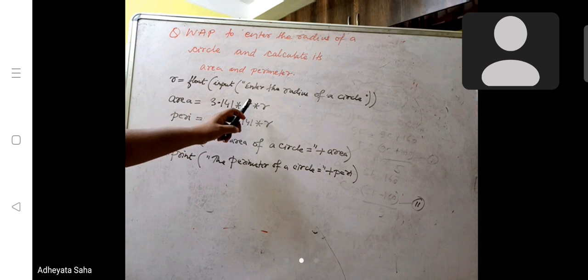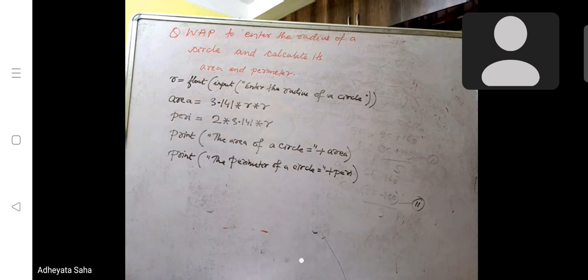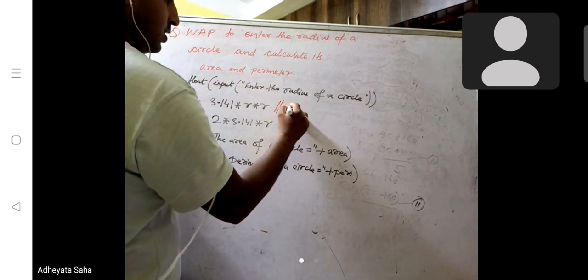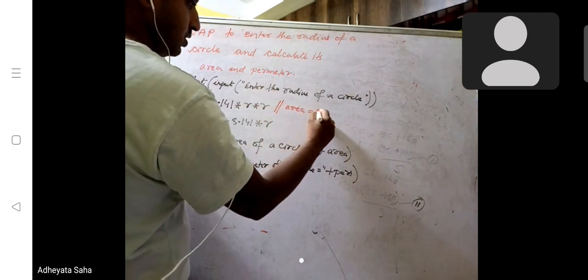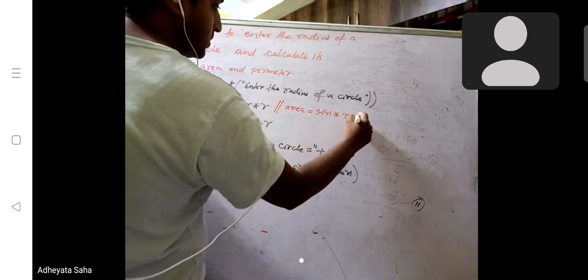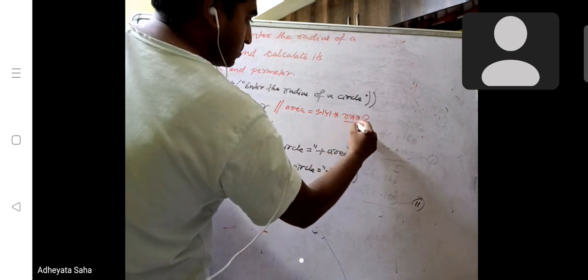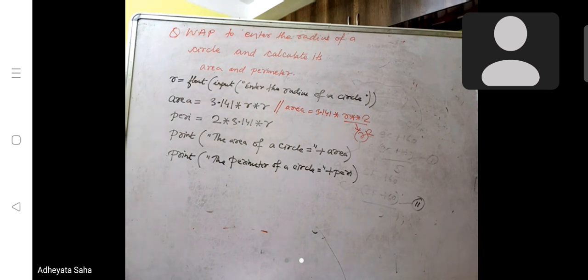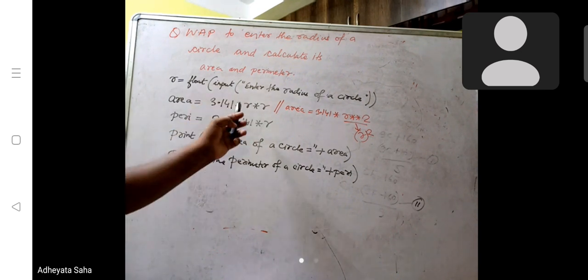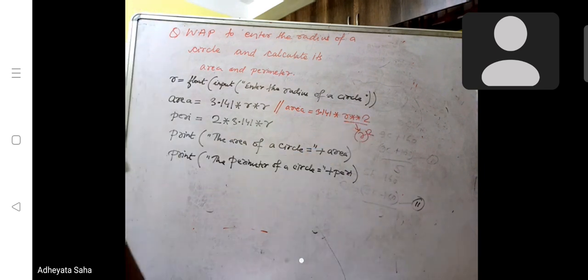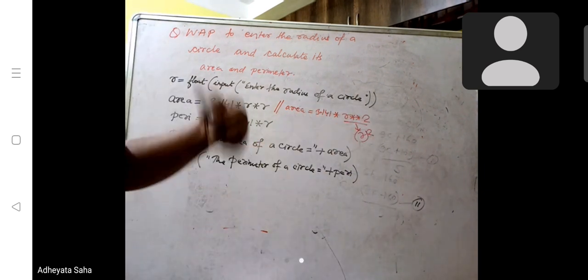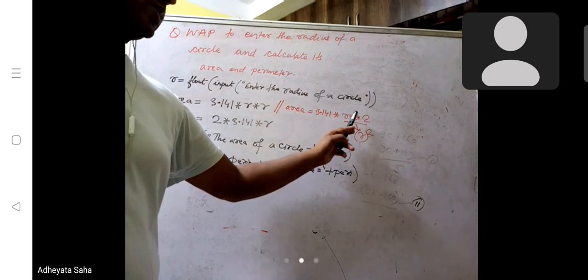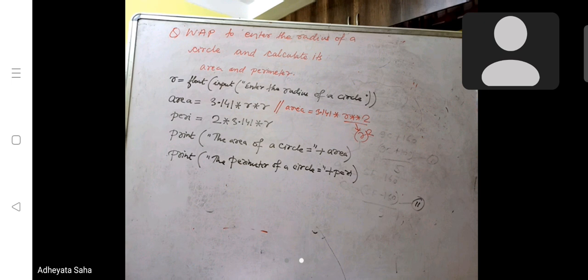So here you wrote R star star 2. Yes, sir. Okay, yes, you can do that also. No problem. So this can be written as area is equal to 3.141 into R star star 2. So this means R to the power 2. Instead of writing R R again and again, you can write R star star 2, meaning R to the power 2. If you want to write R to the power 5, you can write R star star 5. No problem.